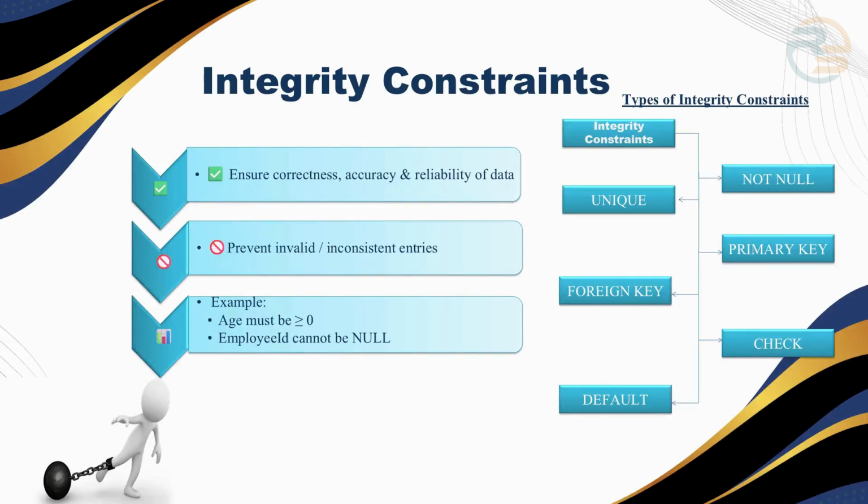To maintain data accuracy, we use integrity constraints. Constraints enforce rules on table data. They help ensure that only valid data is stored in a database. They maintain data reliability and consistency. There are several types of constraints: not null, prevents empty values, default, provides default values, check, validates data conditions, unique, ensures no duplicate values, primary key, uniquely identifies a record, foreign key, maintains relationship between tables. These constraints protect database integrity.